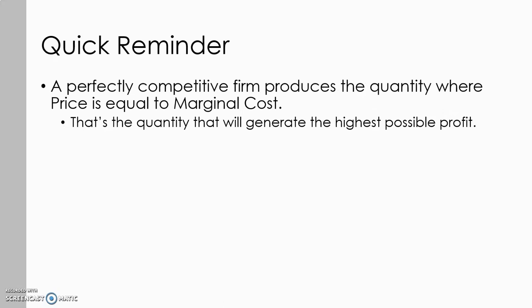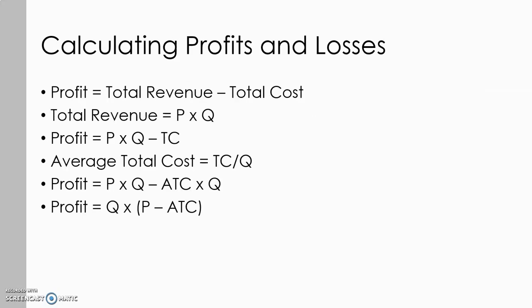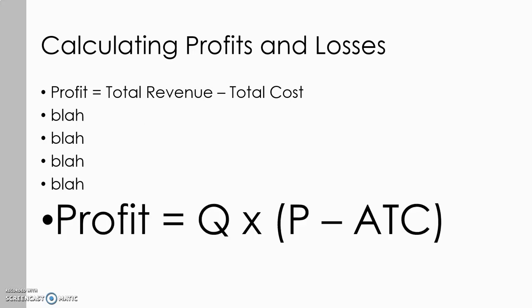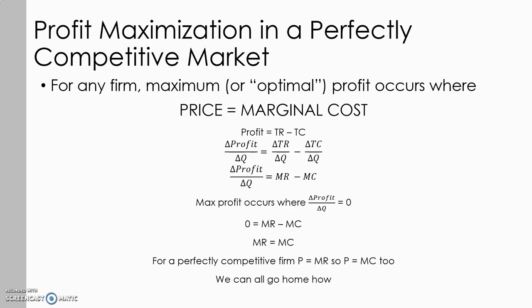As a reminder, perfectly competitive firms produce where price is equal to marginal cost. That's the quantity that generates them the highest possible profit. That's because profit is equal to, we already derived this, quantity times the difference between price and average total cost. So you take your profit margin, scale it up by the quantity that you produce, you get your profit.